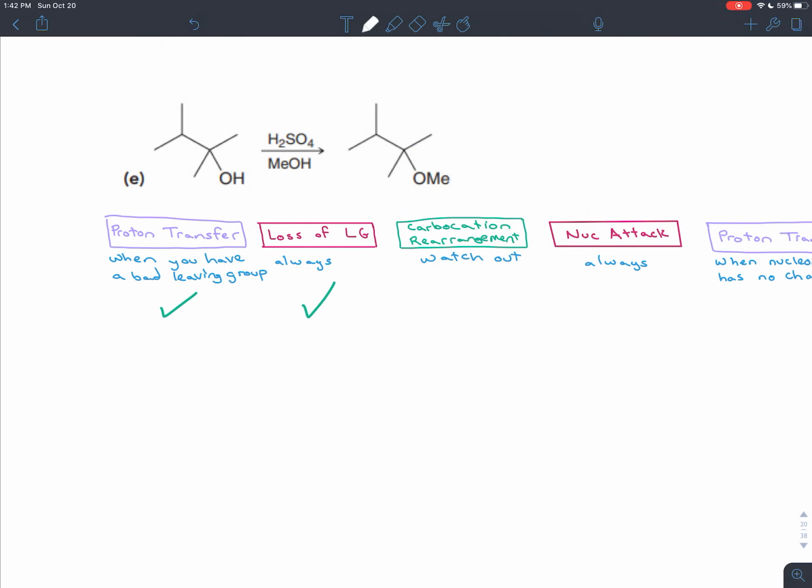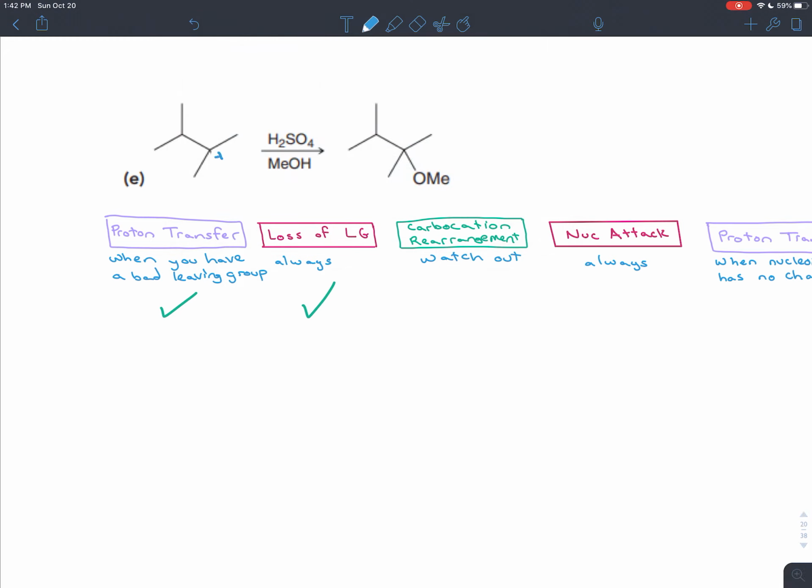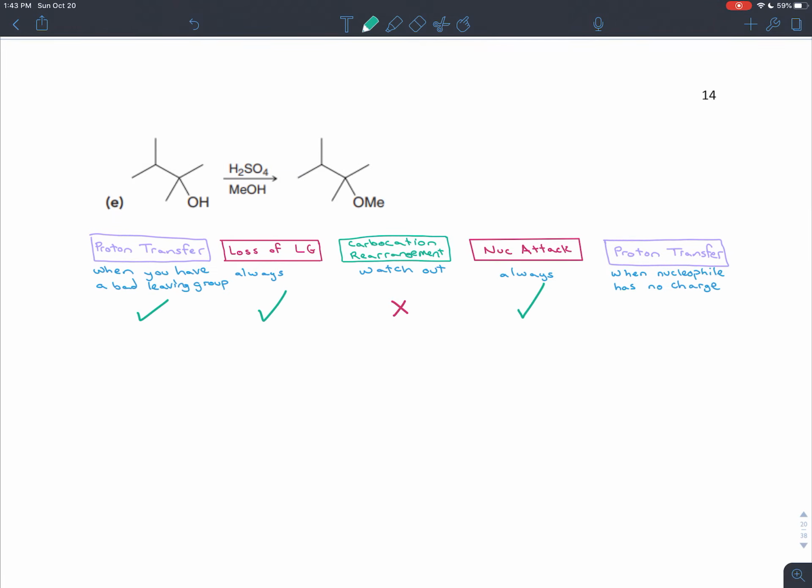Let's think about carbocation rearrangement. When you're trying to think about carbocation rearrangement, erase the leaving group and picture a carbocation in its place. Now that is a tertiary carbocation. Next door it would be primary, primary, or tertiary. Nothing next door is more stable than that carbocation, and so it will not rearrange. So we won't get carbocation rearrangement here. We always get nucleophilic attack, otherwise we wouldn't have a substitution reaction.